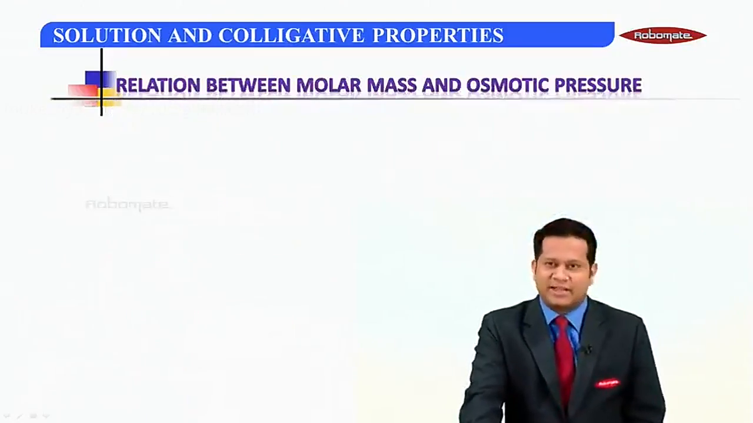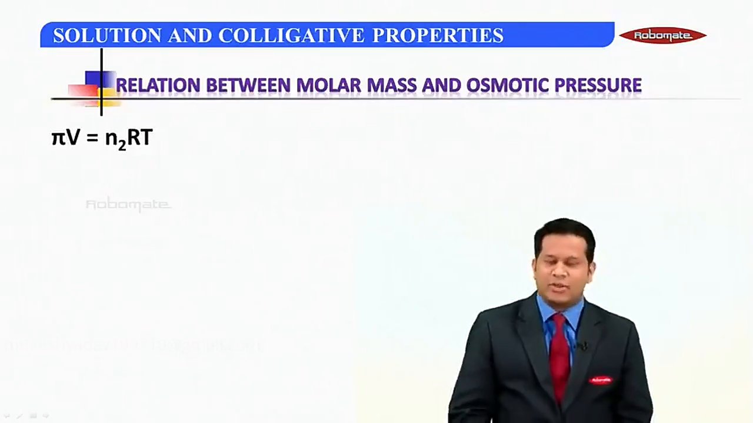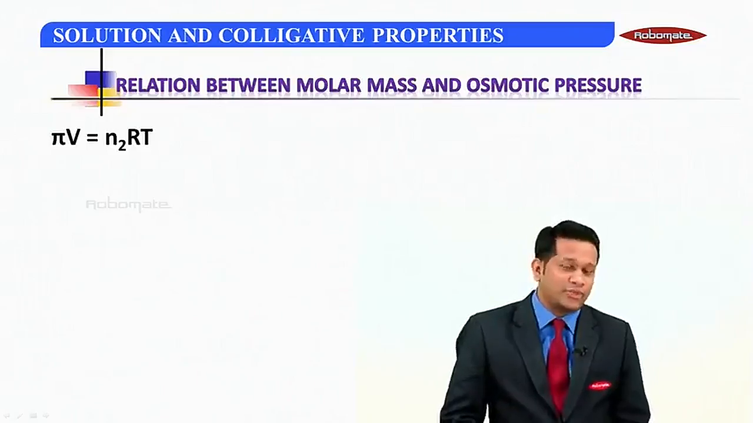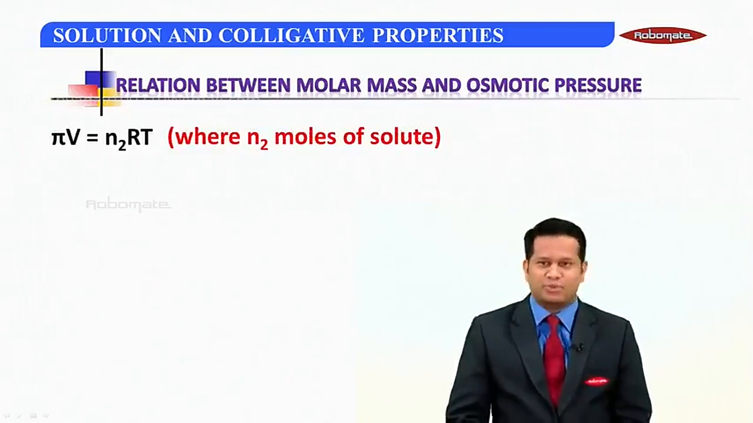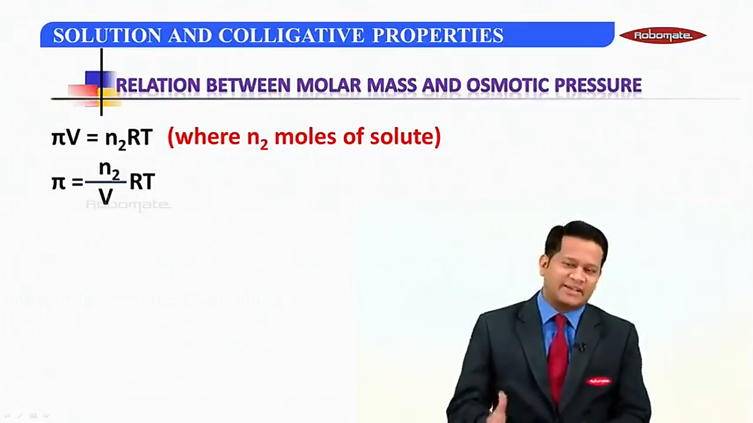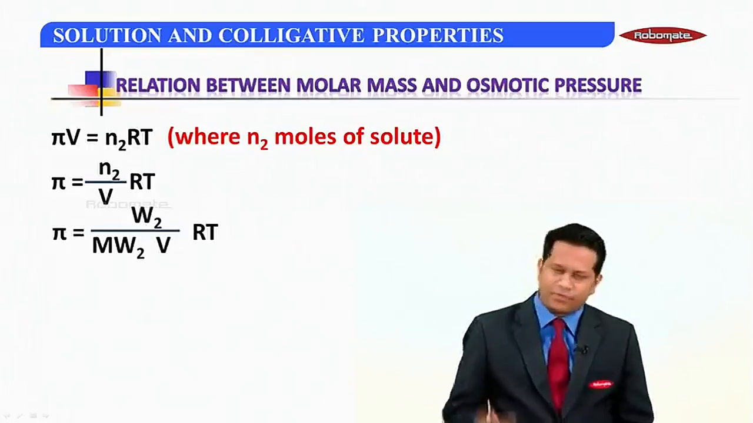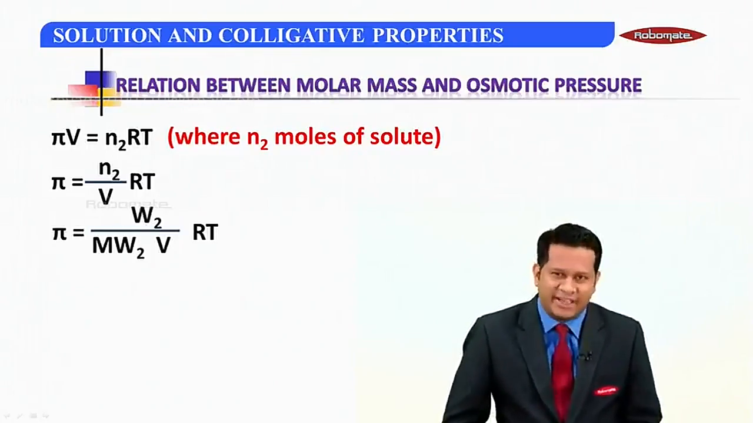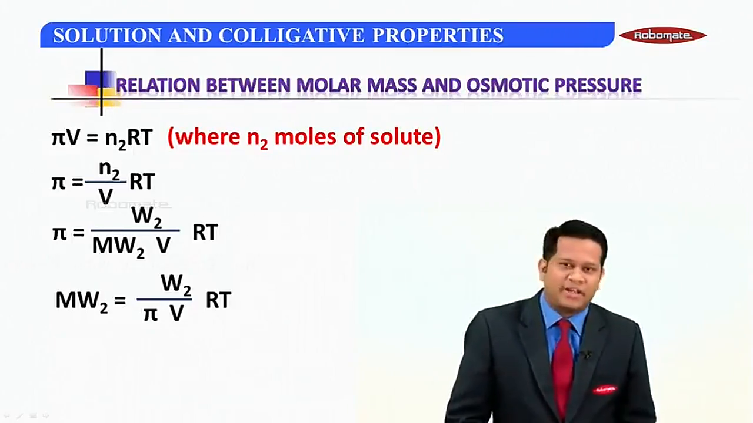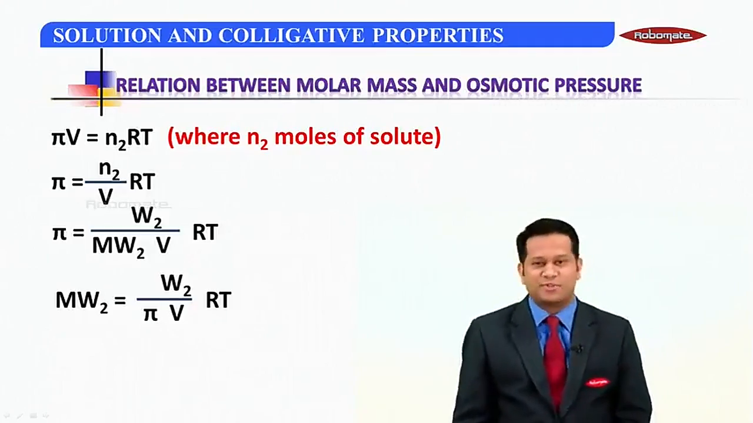Let's see the next one, that is the relationship between molar mass and osmotic pressure. We know the equation pi V equals n2 RT, where n2 is the number of moles of solute, which can be written as W2 upon MW2. So pi equals n2 upon V RT, where n2 is nothing but W2 upon MW2, so pi equals W2 upon MW2 times RT. Let me rearrange to get MW2. MW2 equals W2 RT upon pi V, and that's the relationship between molar mass of the solute and the osmotic pressure.